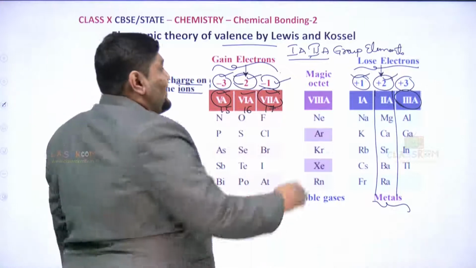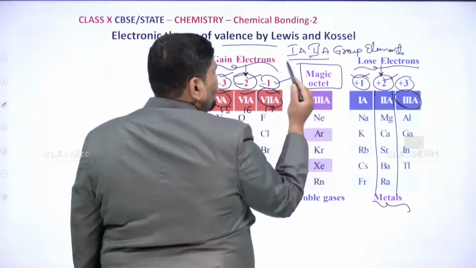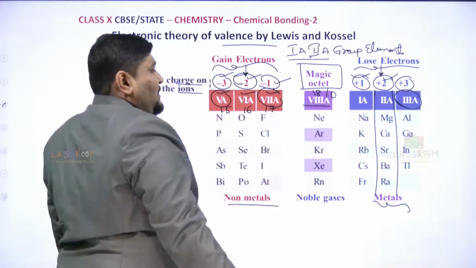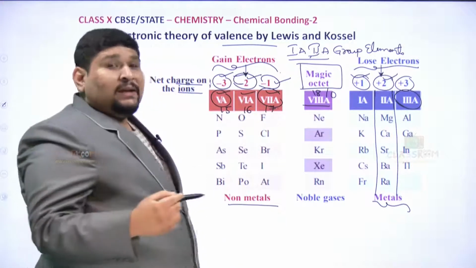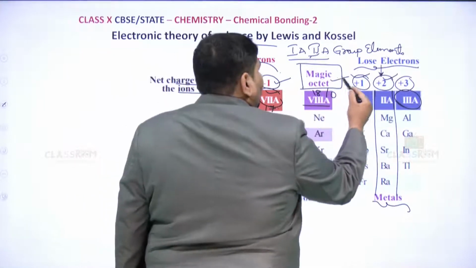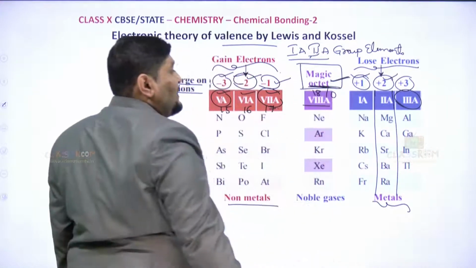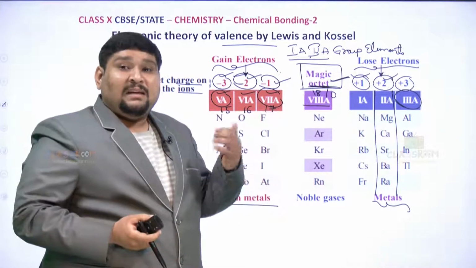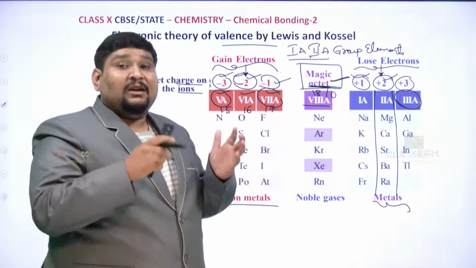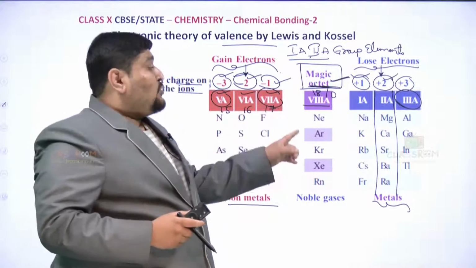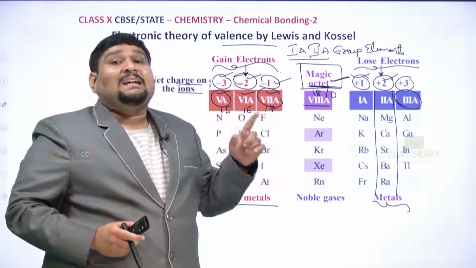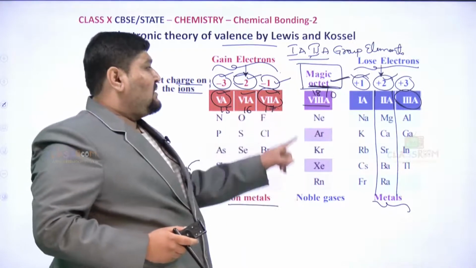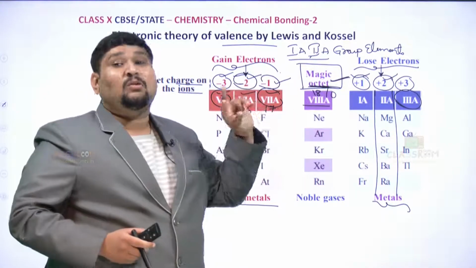And then there's a group which we call the 18th group, or 0 group elements, inert gases and noble gases. They automatically attain a magic octet. We say magic octet in the sense that they neither lose nor gain electrons. By themselves, their outermost shell is filled with 8 electrons. That's the reason we say the noble gases are a magic octet.